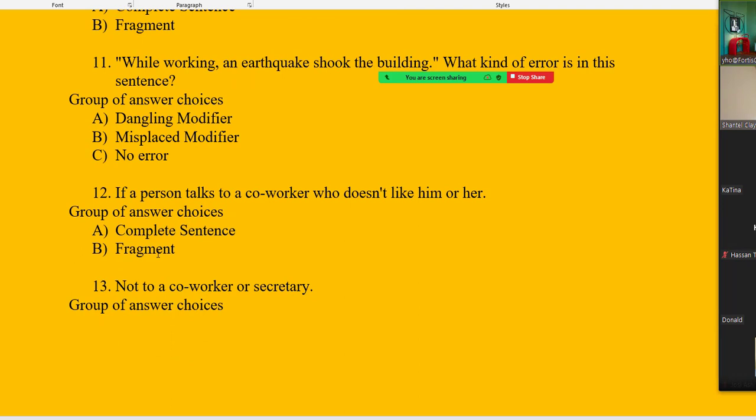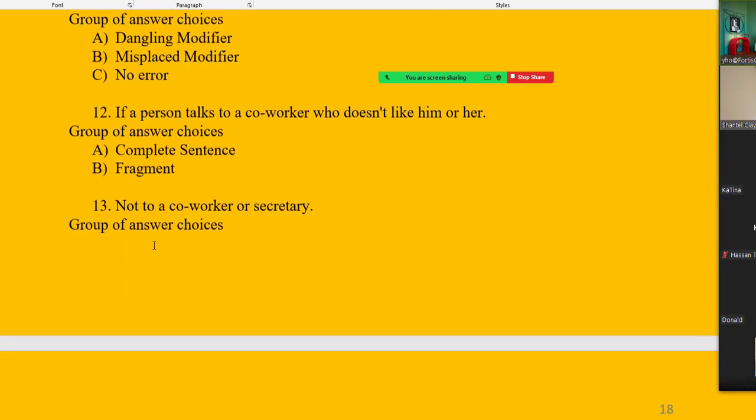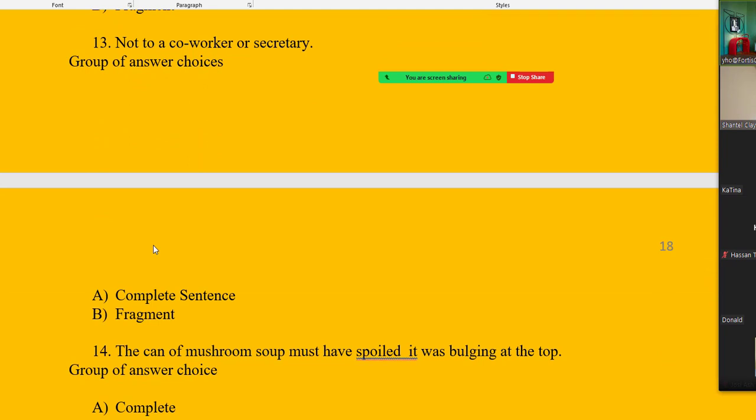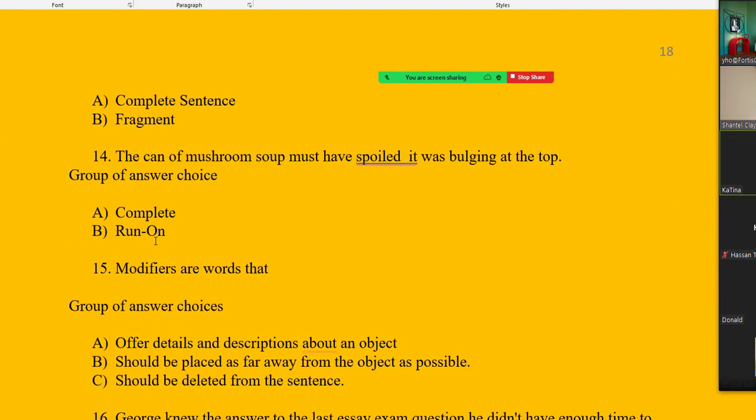If a person talks to a coworker who doesn't like him or her, is this a complete sentence or a fragment? Fragment. Not to a coworker or secretary. Is that a complete sentence or fragment? Fragment. Number 14, is that a complete sentence or fragment? The can of mushroom soup must have spoiled. Run on. It's a run-on because Microsoft Word is telling me there's something wrong with this sentence. That's not going to happen on your quiz, though.